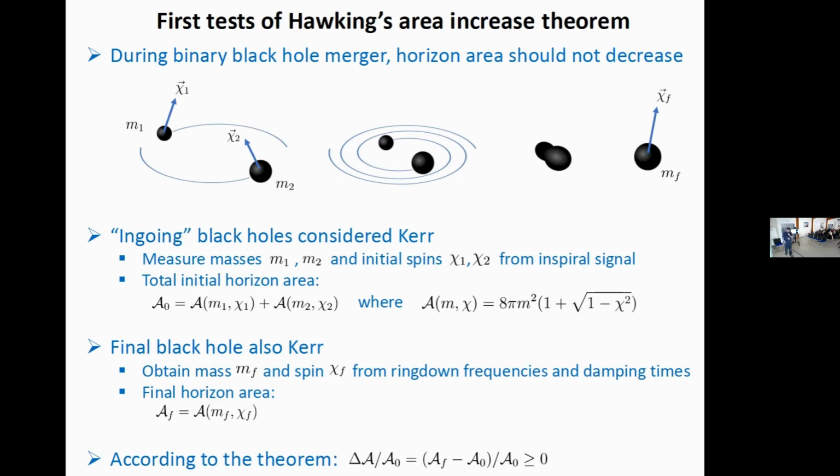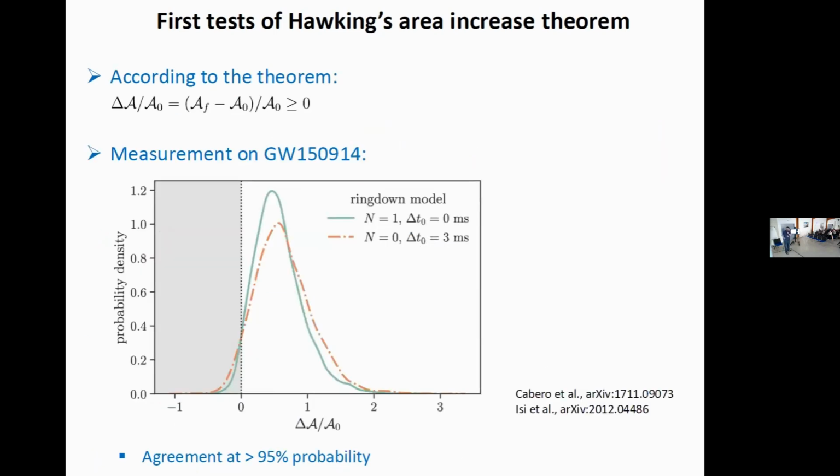The final black hole, if that is also Kerr, then again you have a formula in terms of the mass and spin of the final black hole. And to get those two, you can look at the ring down frequencies and damping times, which, remember, are well-defined functions of those two quantities. And then according to the area increase theorem, it should be the case that the relative area change is non-negative. And let's see whether that's the case.